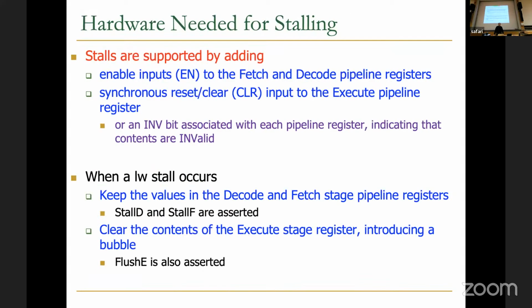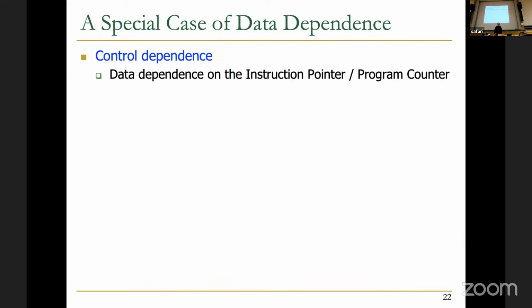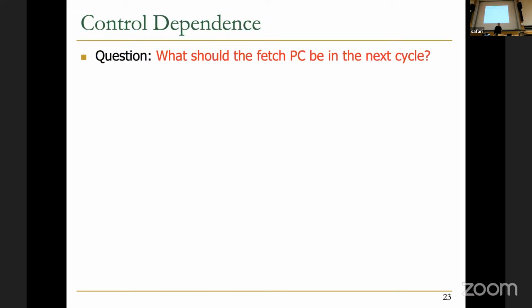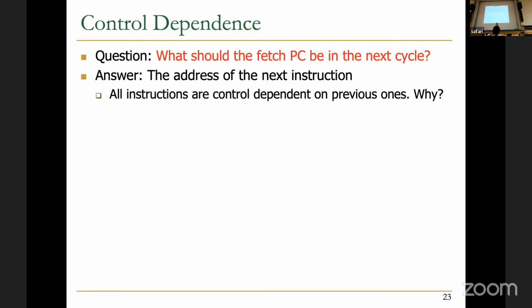Okay, so now we are done with the data dependence handling. We want to see a special case of data dependence, which is control dependence. Control dependence is essentially data dependence, but the difference is that the dependence happens on the instruction pointer or program counter. So we are asking this question: what should the fetch PC be in the next cycle? The answer is simple: the address of the next instruction, of course. But the thing is that all instructions are control dependent on previous ones.